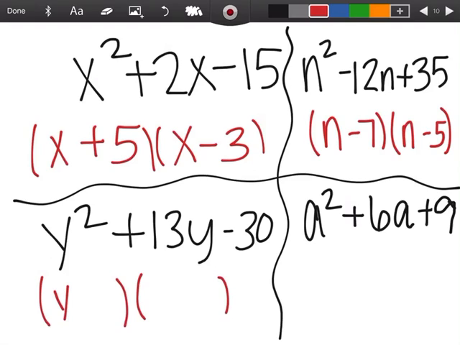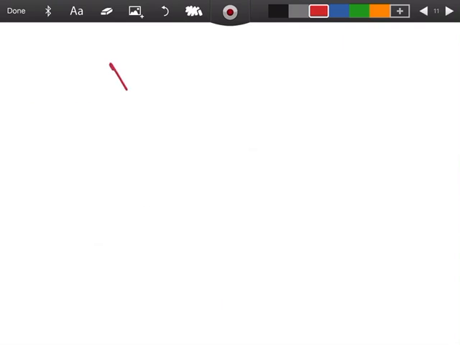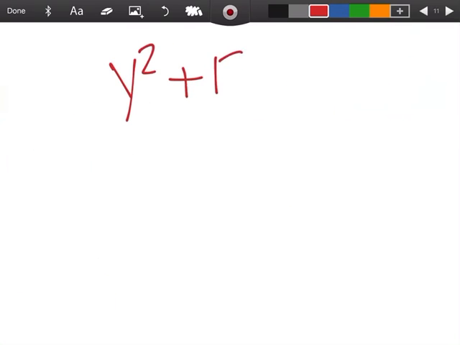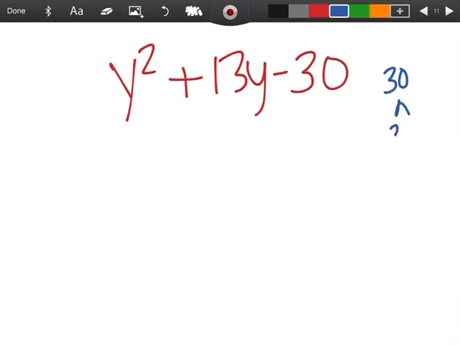And then when it comes to y and y, multiply to be negative 30 and add up to be 13. Ooh, this is actually a tricky question. Let's do this on the next screen so I have more room to write. So what was it? Plus 13y minus 30. Because I don't know about you, but right off the top of my head, I think of 30 as 3 and 10. But check it out. It has to equal a negative 30.